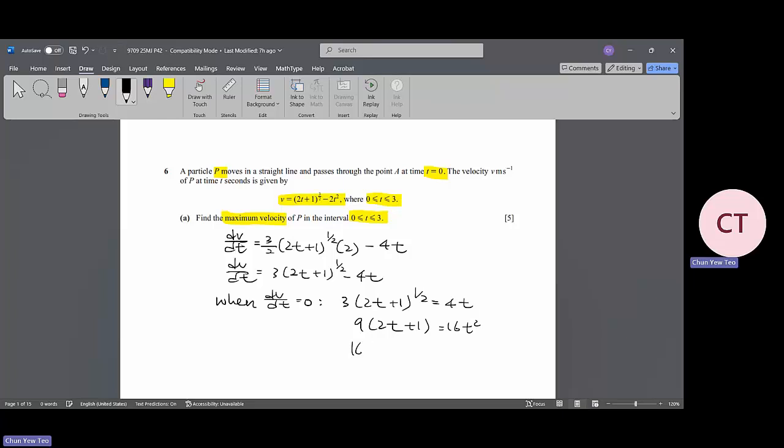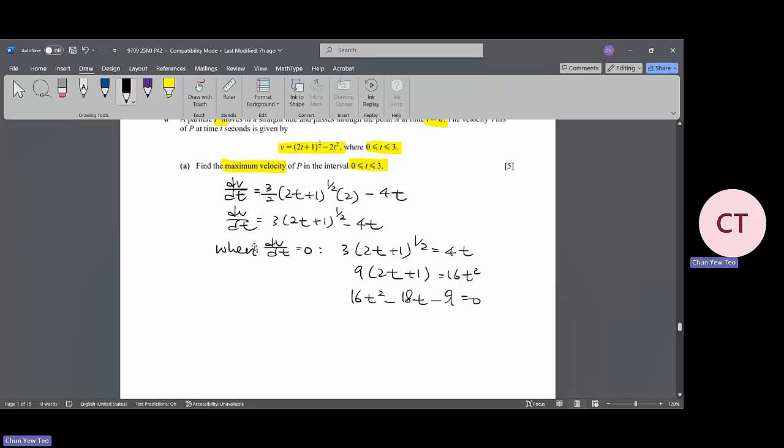Expand, simplify, you have 16t squared minus 18t minus 9 equal to 0. Factorize it, you will have (8t plus 3) and (2t minus 3). So you get t equal to negative 3 over 8, which is rejected, and t is equal to 3 over 2. That will be the answer for t.